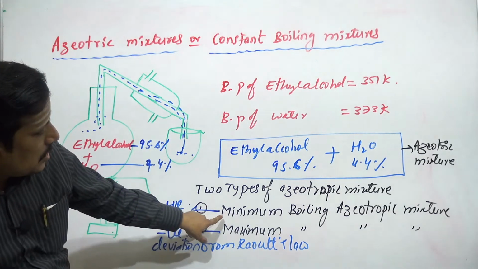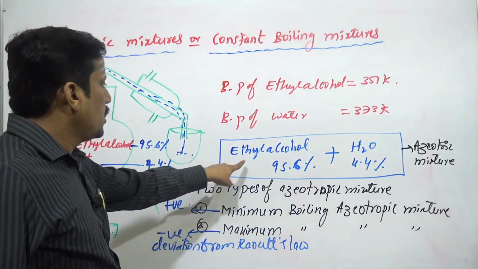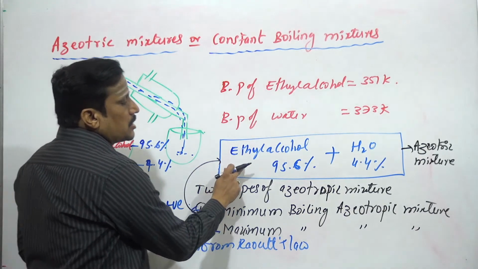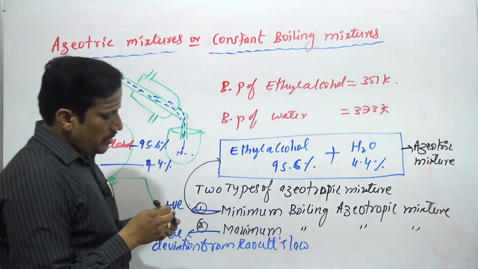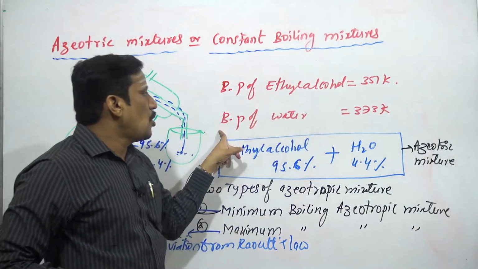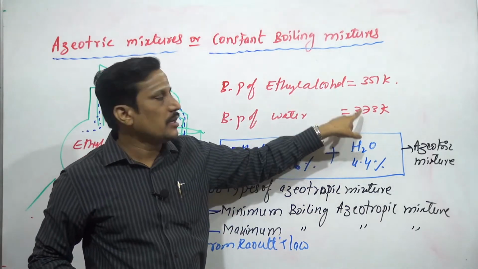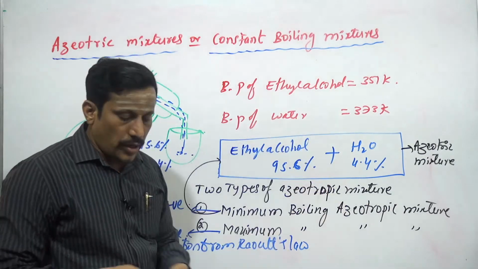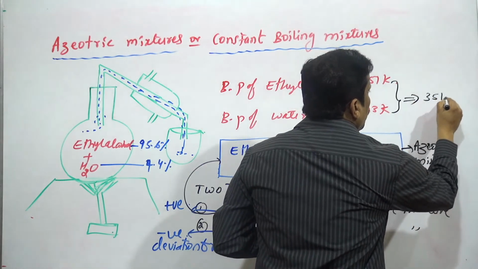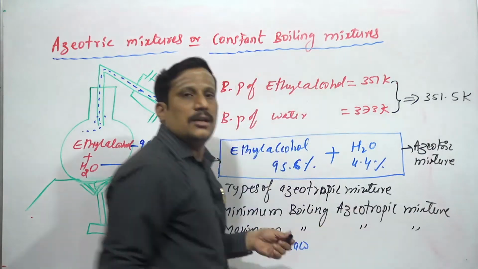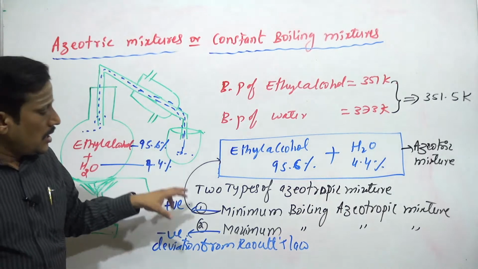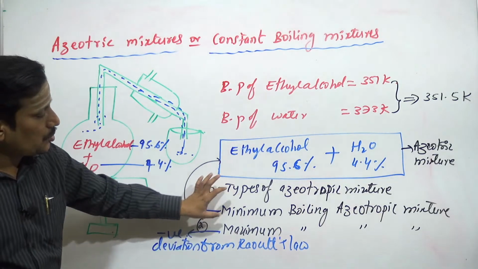Example of a minimum boiling azeotropic mixture: ethyl alcohol and water. The boiling point of ethyl alcohol is 351 Kelvin and the boiling point of water is 373 Kelvin. When this mixture is there, together they boil at 351.5 Kelvin. This is the minimum boiling azeotropic mixture.